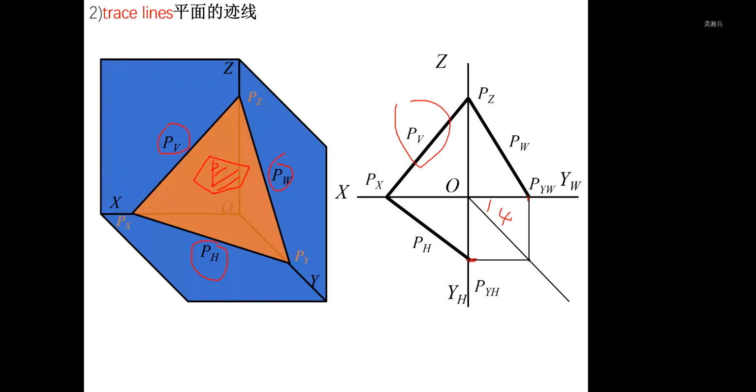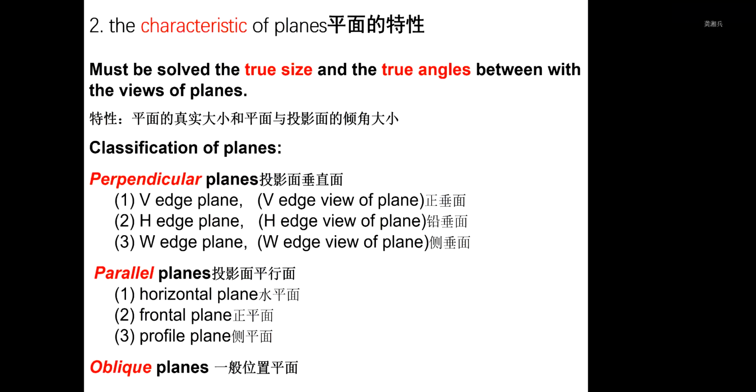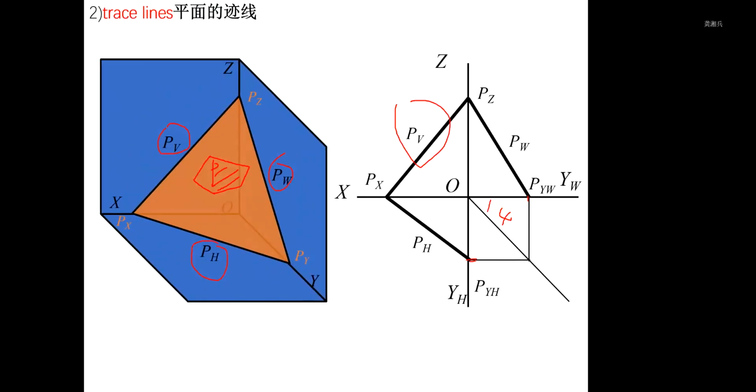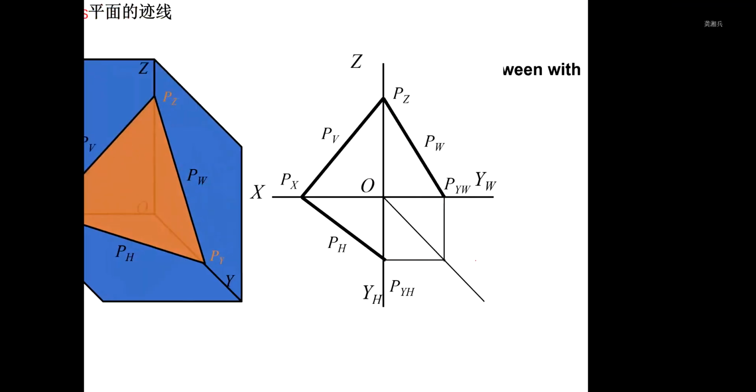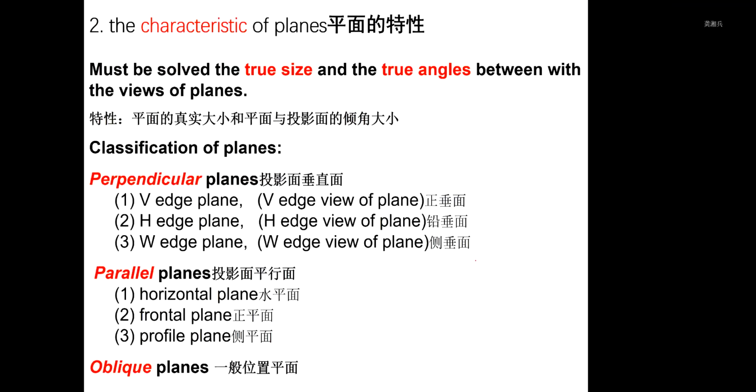But we can also use lines to represent the plane, because these lines are special. What kind of special line? This is an inclined line intersecting a plane with another plane. So this is a question. These are the six kinds of methods to construct a plane in the 2D projection system. So we go ahead to the characteristic of plane.